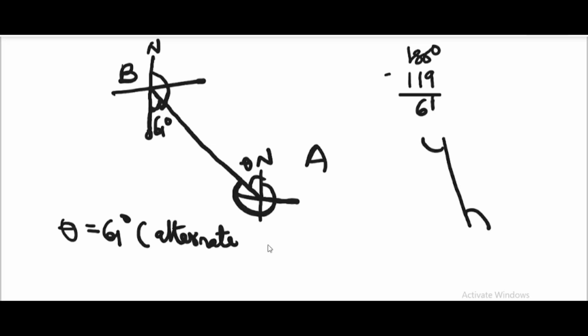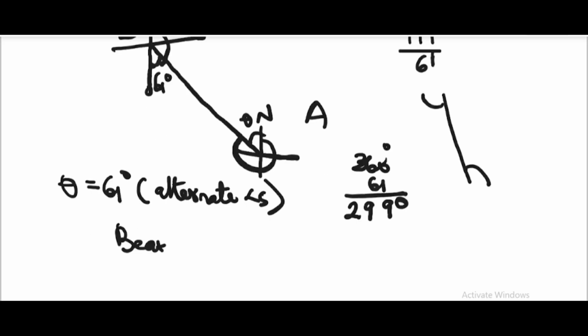So you see, now that I know that my theta is 61, I will simply remove the 61 from 360, and that will give me 299. Therefore, the bearing of B from A is equal to 299 degrees.